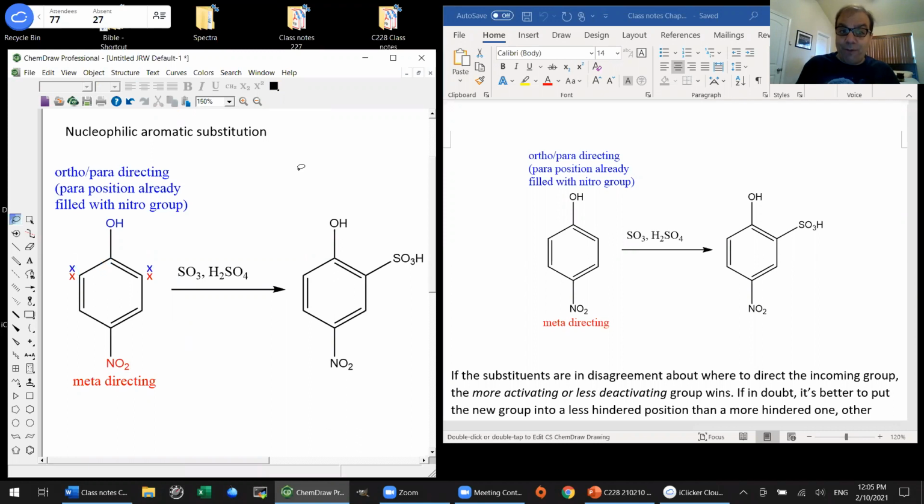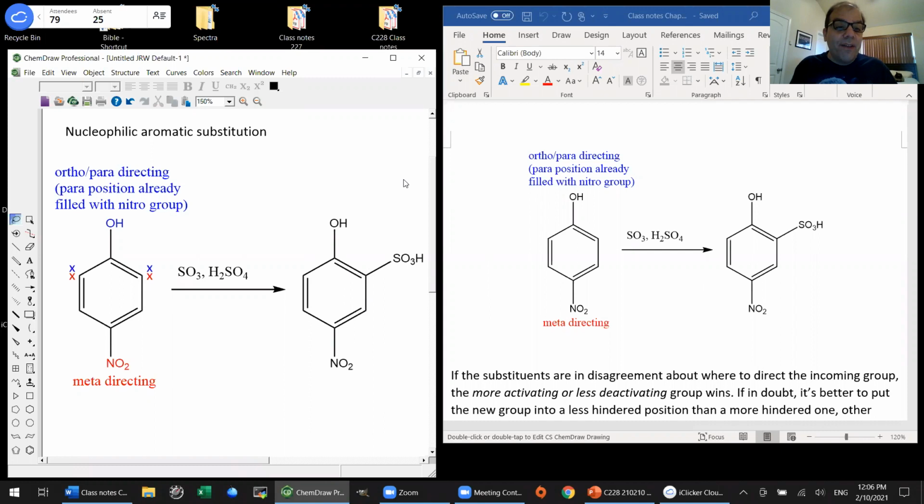They both want to put the sulfonic acid group on one of those two carbons, and again, it doesn't matter which. They're the same. If you put it in the other one, all you've done is flip the molecule over. It's the same thing. So that's what I mean by them being in agreement. And again, I think that's something you can be pretty confident about when you run into a situation like that.